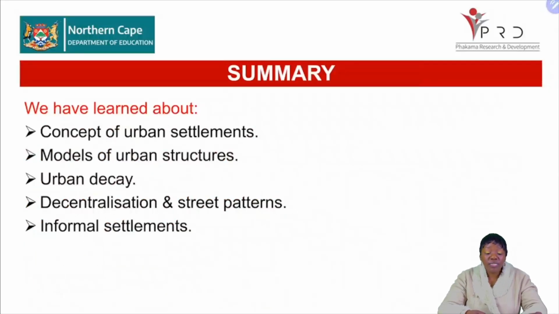Then we're going to summarize what we have learned so far. We have looked into the concept of urban settlement. We have looked into the models of urban structures, your urban decay, decentralization, and street patterns. And then lastly, we have looked into the informal settlement.